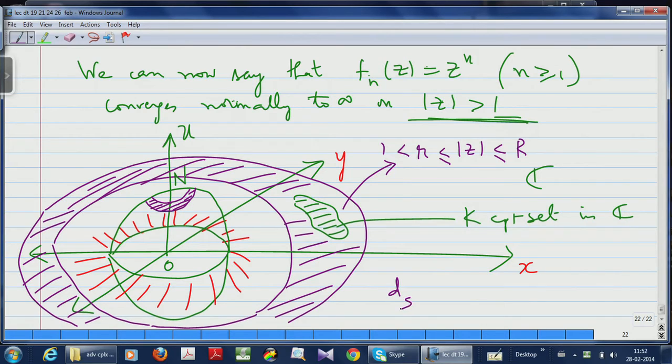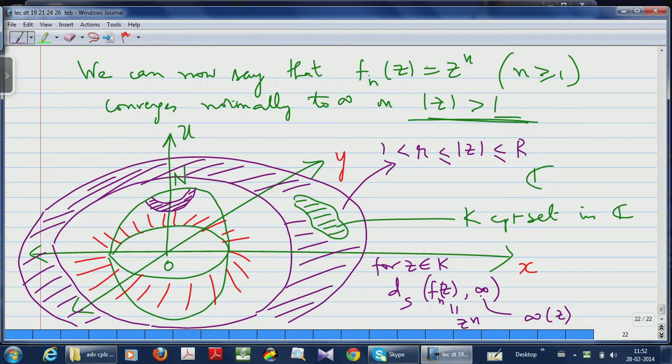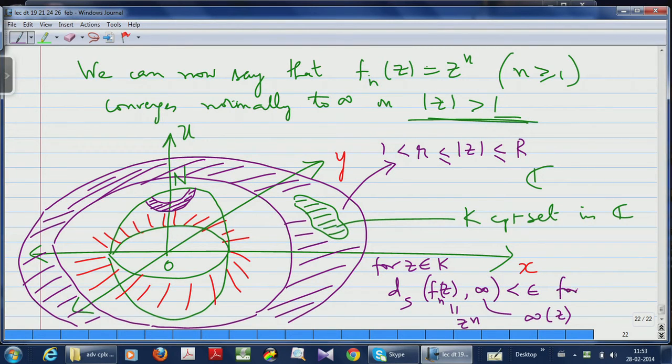So the moral of the story is that if you look at the spherical distance between a point z, I take the point z in K, my compact set, and fn of z, which is in this case z power n, and the point at infinity. Here what I mean is infinity of z, the constant function which gives the value infinity to every point. The spherical distance between fn of z and infinity of z can be made uniformly less than epsilon irrespective of z if I choose n sufficiently large, for n greater than or equal to capital N.